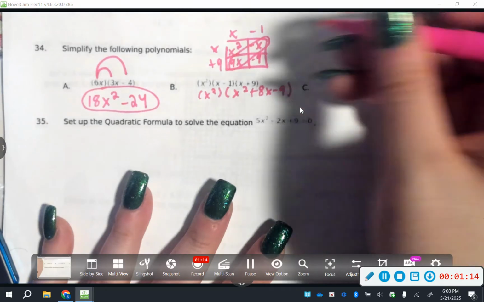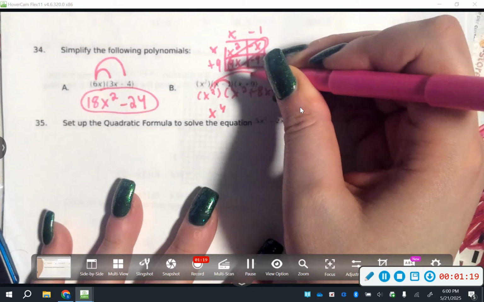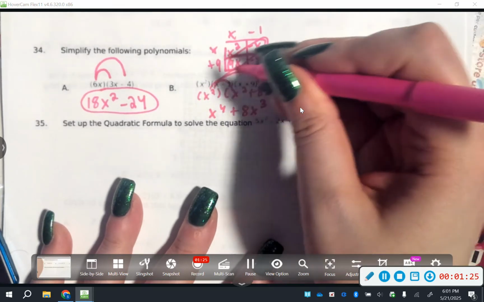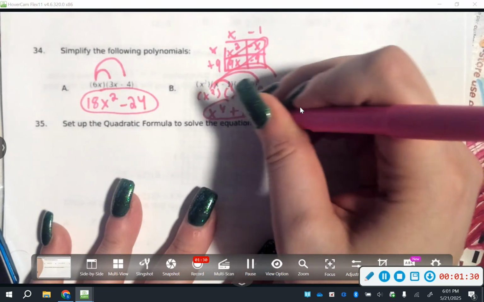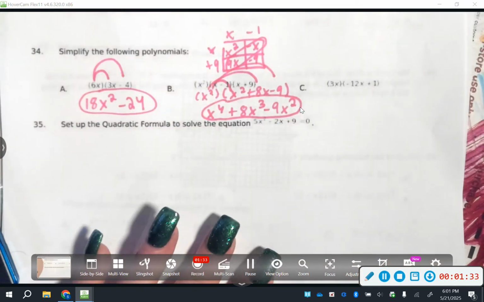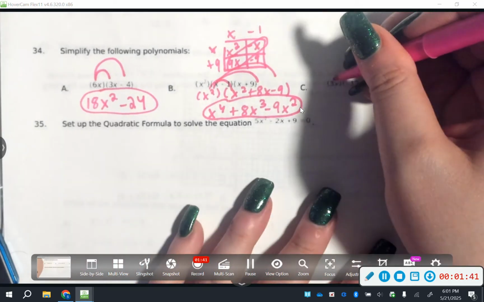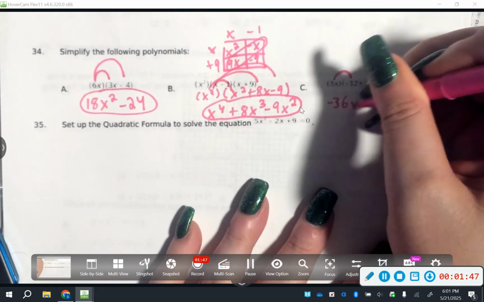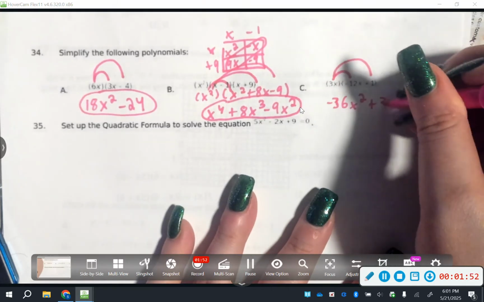All right, now we're going to distribute again. X squared times x squared is x to the 4th. X squared times 8x is plus 8x to the 3rd. X squared times negative 9 is minus 9x squared. All right, last one. Distribute. 3 times 12 is negative 36 x squared. 3x times positive 1 is plus 3x.